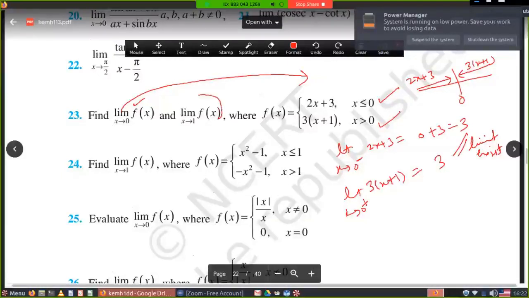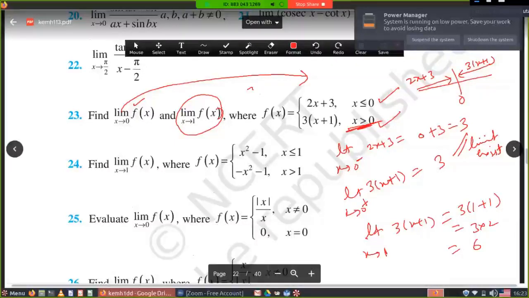Now for x tending towards 1, here only one function is given, for x greater than 0. It means limit x tends to 1, positive or negative, both, the function will be 3x plus 1. Here you can put the value. When you put x equal to 1, you will get 3 into 1 plus 1, 3 into 2, that is 6. The answer will be 6.